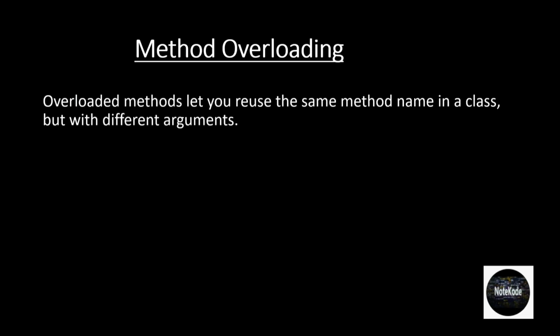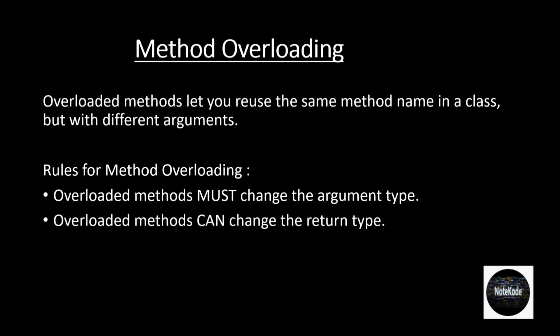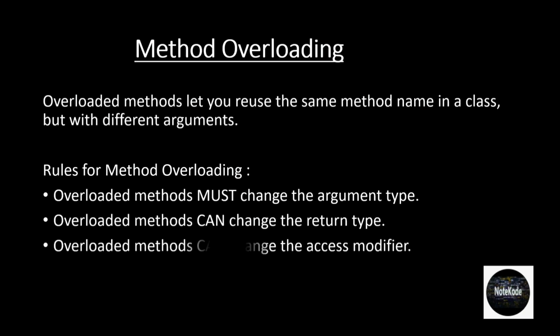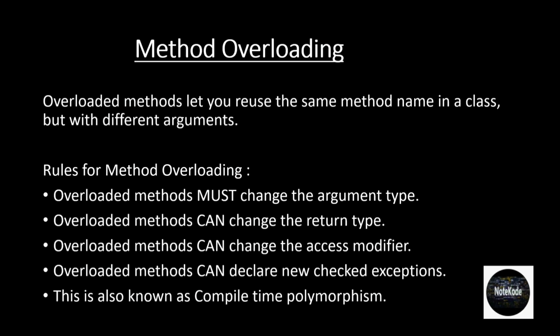Method overloading. Overloaded methods let you reuse the same method name in a class but with different arguments. Rules for method overloading. Overloaded methods must change the argument type. Overloaded methods can change the return type. Overloaded methods can change the access modifier. Overloaded methods can declare new checked exceptions. This is also known as compile time polymorphism.